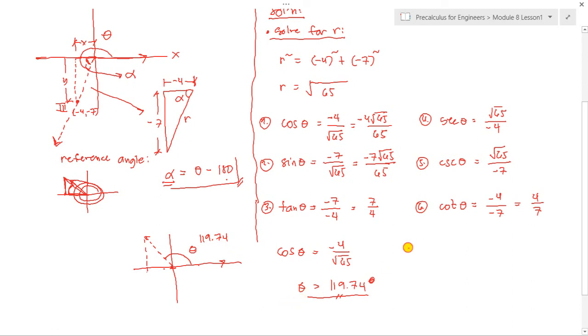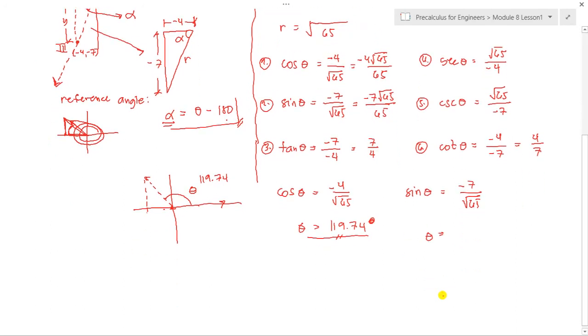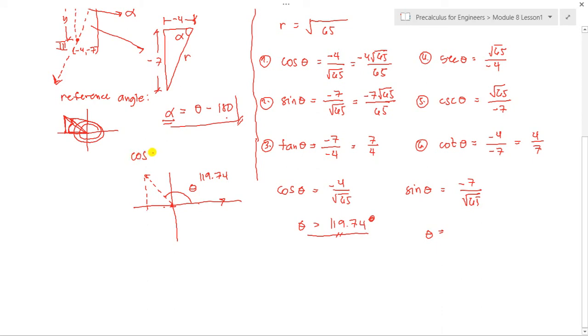But if we check using sine, sine theta is equal to negative 7 all over square root of 65. What we get using the calculator is arc sine of negative 7 over square root of 65, and the answer is negative 60.25. So this is for cosine theta, and for sine it is negative 60. Since it is negative, the rotation is clockwise, so somewhere here, negative 60.